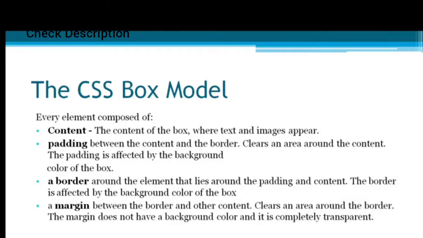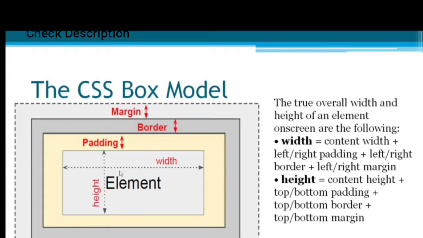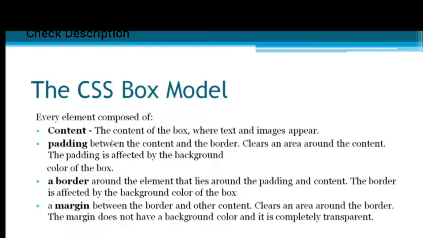Every element in the CSS box model is composed of the content. The content of the box is nothing but the text or the image, the place where they appear. After the content, we have the padding, which is between the content and the border. If we see the diagram, then we can see padding is an area which is between the content and the border. So this is the padding area.